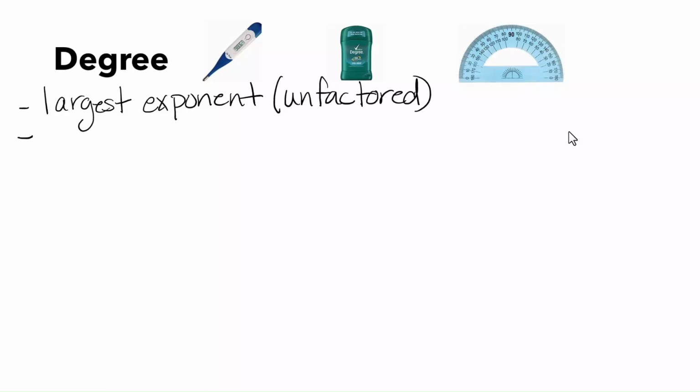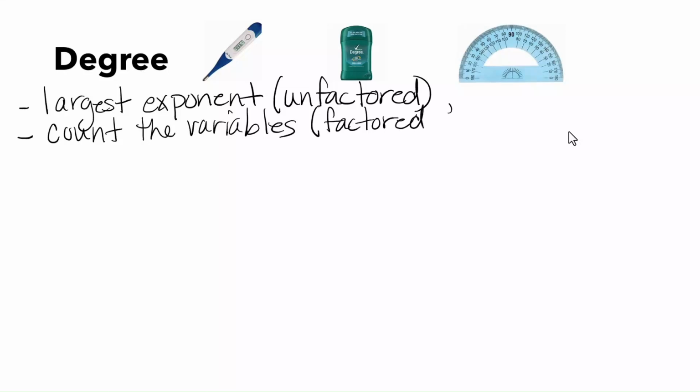If it is in its factored form, you want to count the variables. When we look at examples, you'll see what I'm talking about here. Our first function, h of x, is not factored. So we look to see what is the largest exponent, and it is the 4. So this function is degree 4.